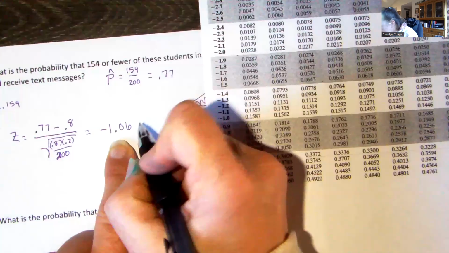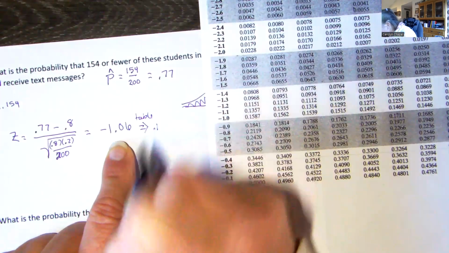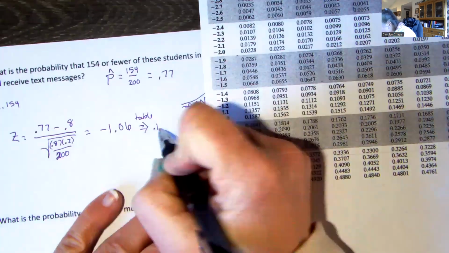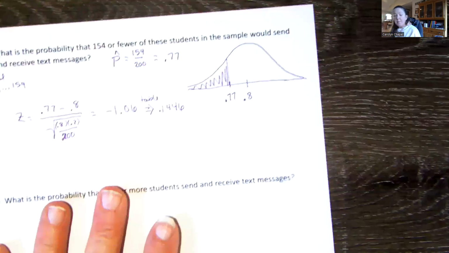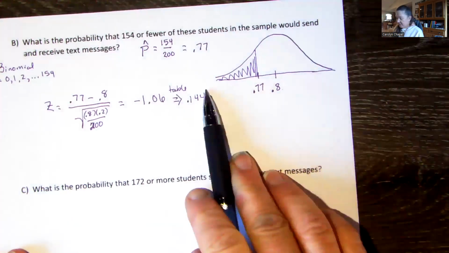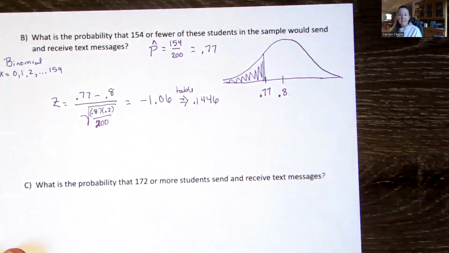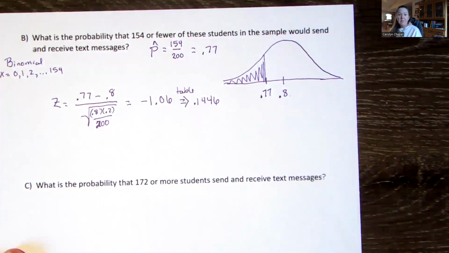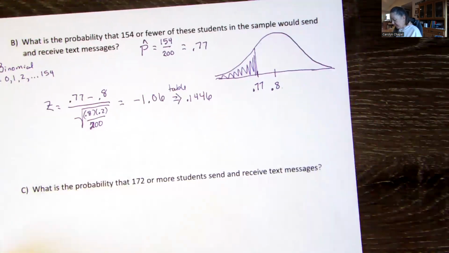So then I'm going to my table. And I get 0.1446. So that is the probability, because the table does go from the point smaller. So that is the probability that I have 154 or fewer. Okay, we're gonna do another one.